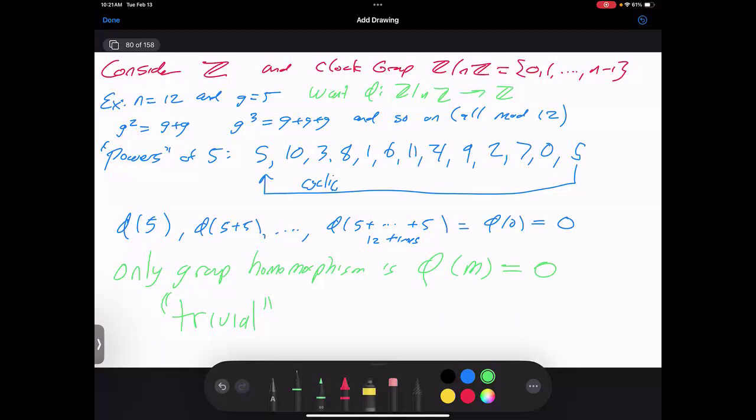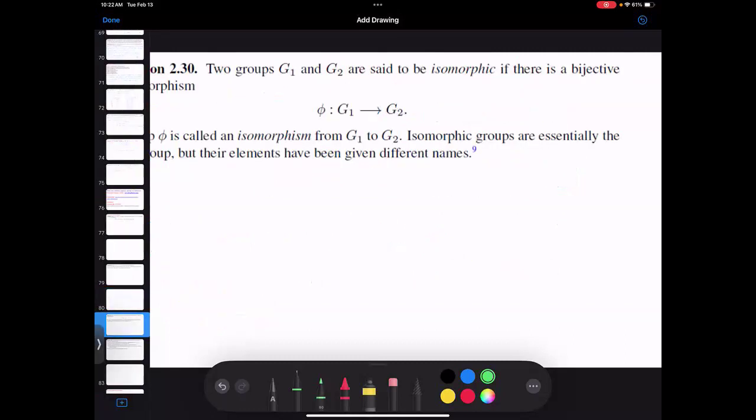You can do this for any element, because in the clock group all the elements have finite order. So eventually they have to iterate to the identity element. If phi of 5 ever went to something other than 0, you would have a problem. So there is no non-trivial group homomorphism between the clock group and the integers, but there is between the integers and the clock group. So these are very different groups.